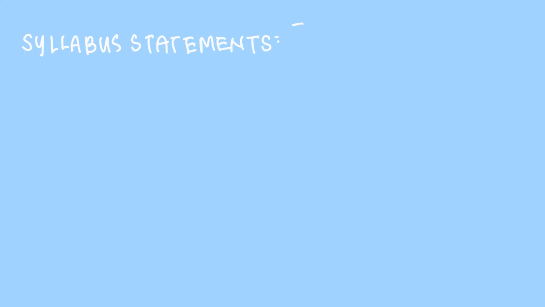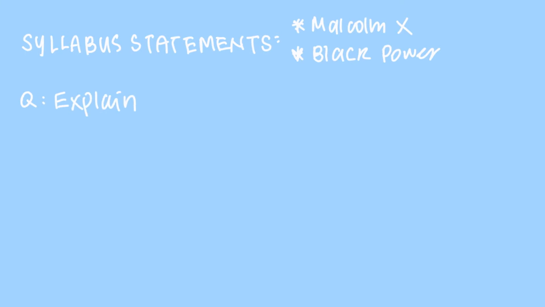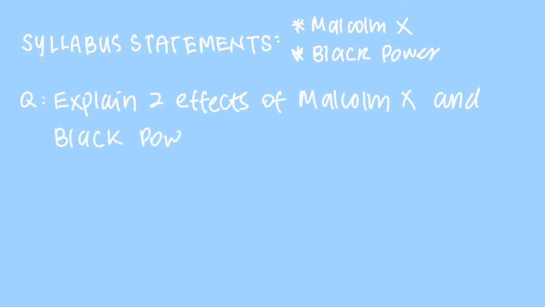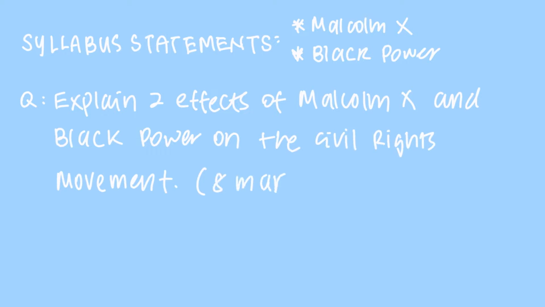So my friend and I went through the entire syllabus and we turned every syllabus point into an effects question. So for example, in the civil rights unit, if one point was Malcolm X and Black Power, then we could turn it into explain 2 effects of Black Power on the civil rights movement. And then we would answer them. So we ended up with a really long document with all of the effects. And let me tell you, that was so helpful because when we came to writing the exam, we'd already practiced the 8-mark question, which was really helpful.